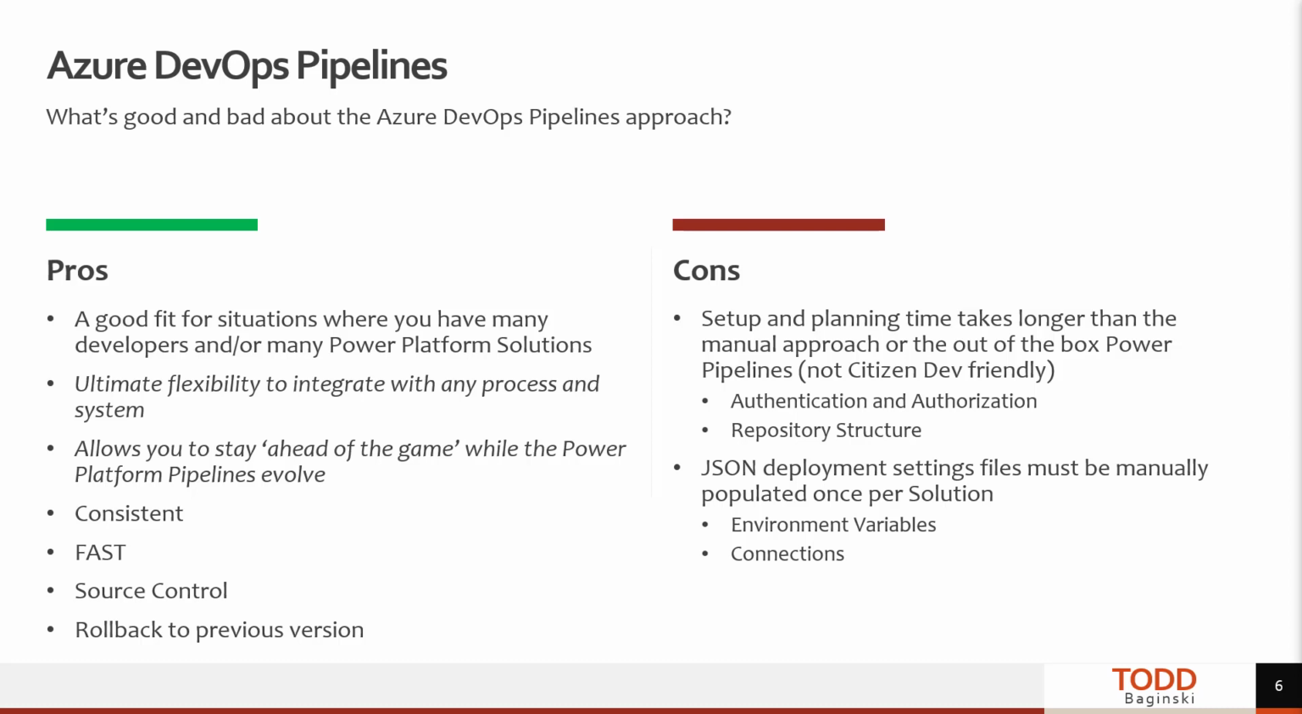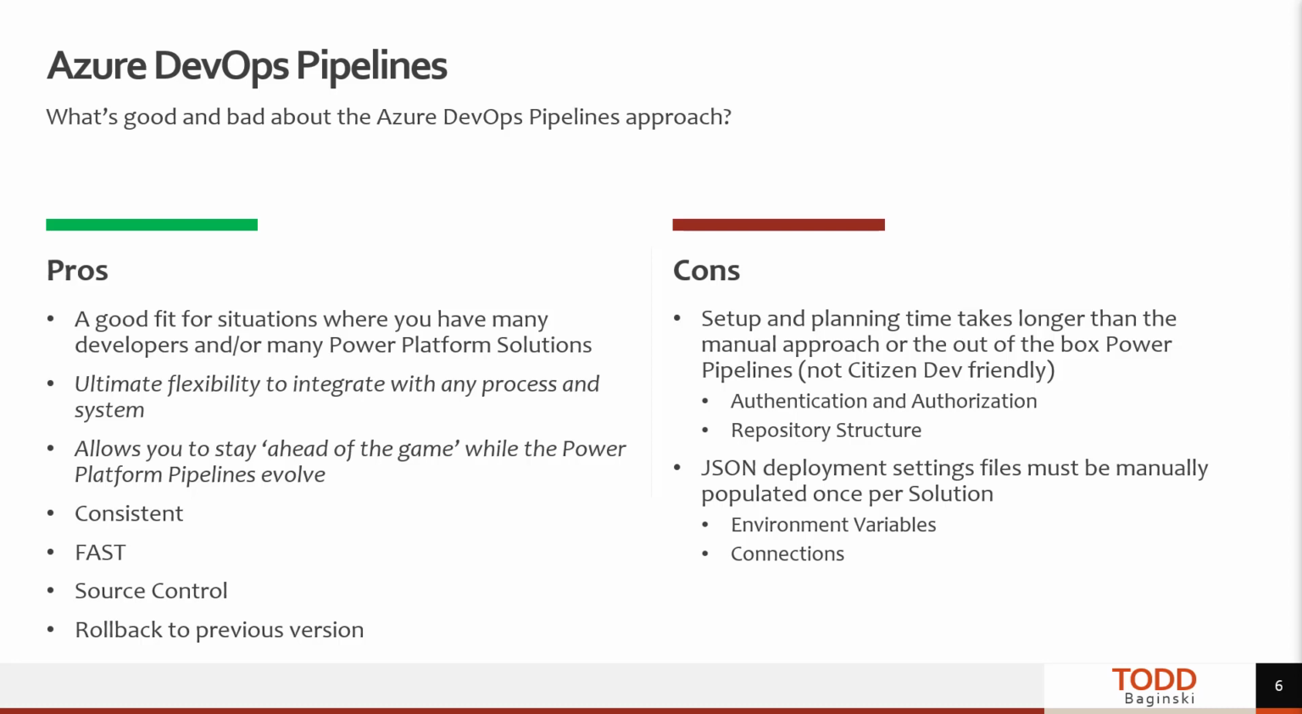I think that most people who are using Azure DevOps pipelines right now may over time transition to use the out-of-the-box Power Platform pipelines and then keep around some of their DevOps pipeline pieces until the Power Platform pipelines catch up. Other pros that are real quick to talk about, they're consistent, they're fast. As I mentioned, we've got full source control. And with this, we can roll back to a previous version with just a couple clicks of kicking off a pipeline.